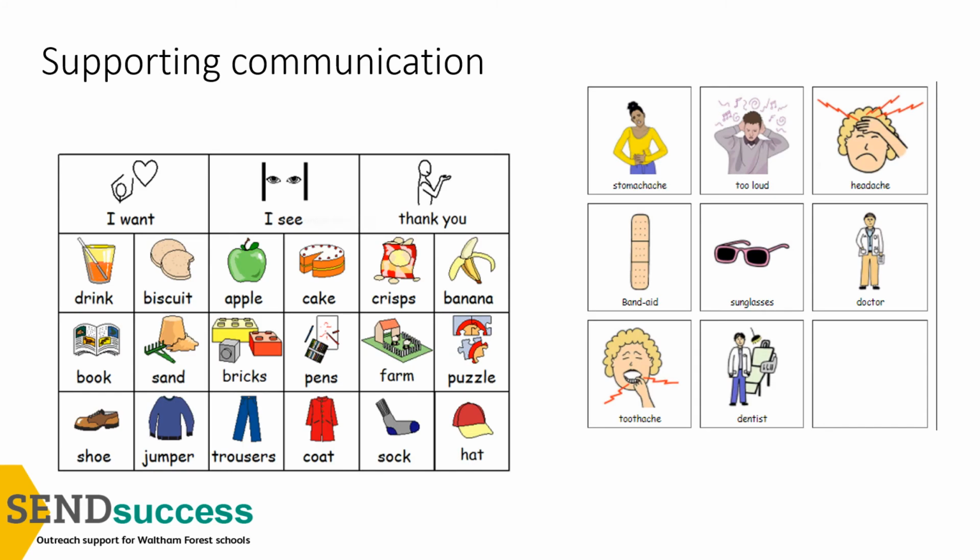So visual support can also really aid communication, both receptive and expressive, for a child or young person. Here are examples of how symbols can be presented as a communication board or in a communication book to help a child express what they can see, what they would like, how they're feeling. Again, this needs to be very carefully differentiated to meet the needs of your child. This may be far too many symbols for some children.